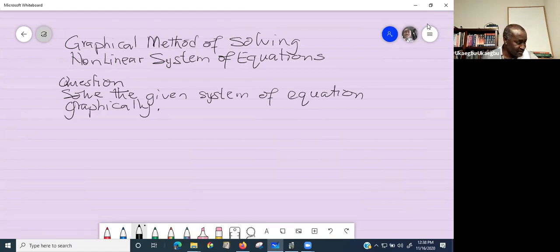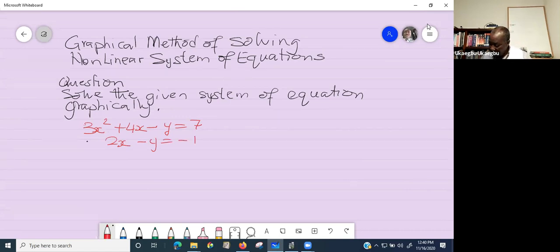So let's see. No, let me change this one. I'm sorry. Let me change this entirely. Let's do this one instead. Just give me 1 second. Okay, so let's do this one. 3x squared plus 4x minus y equal to 7. And then 2x minus y equal to negative 1.